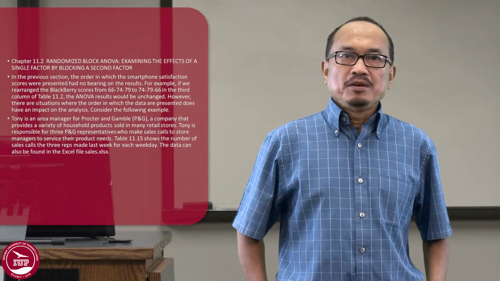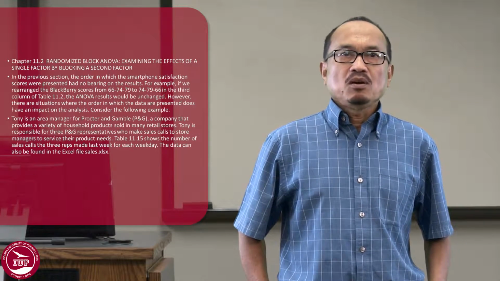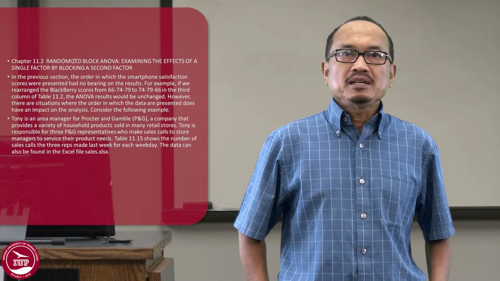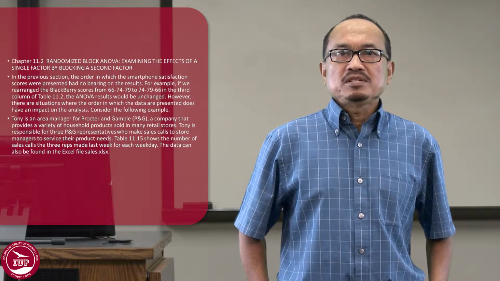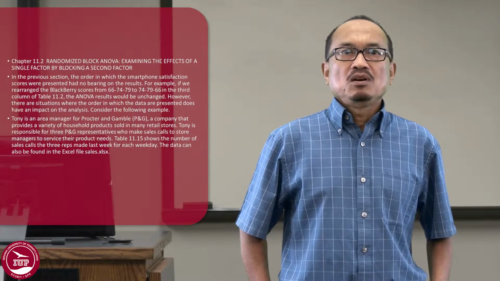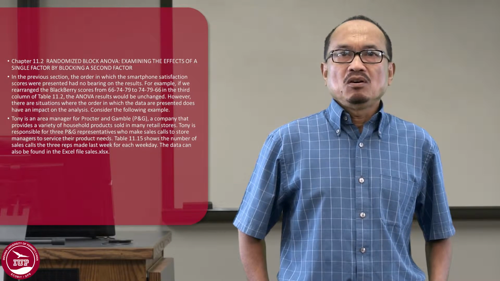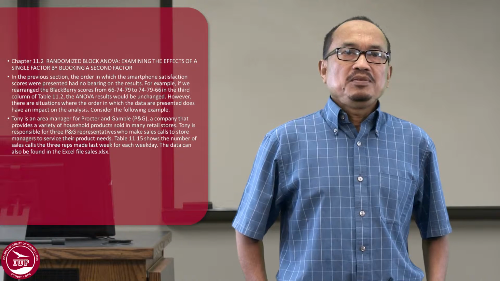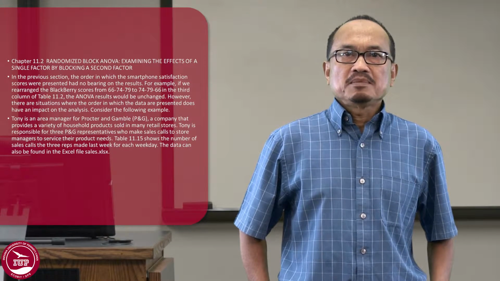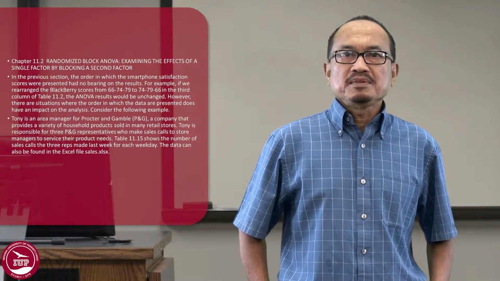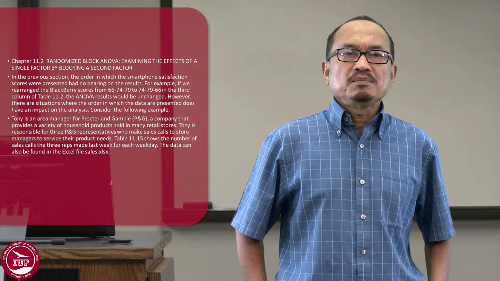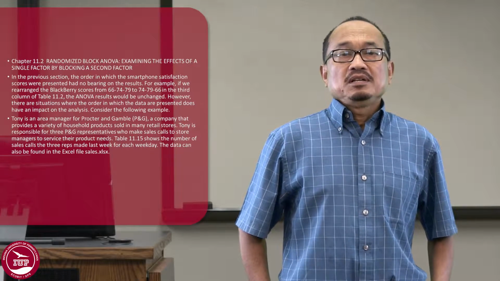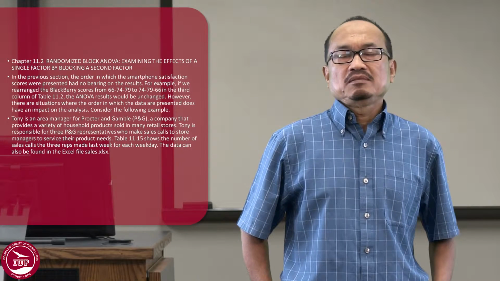Chapter 11.2 Randomized Block ANOVA, examining the effect of a single factor by blocking a second factor. In the previous section, the order in which the smartphone satisfaction scores were presented had no bearing on the result. For example, if we rearrange the BlackBerry scores from 66, 74, 79 to 74, 79, 66 in the third column of table 11.2, the ANOVA result would be unchanged.